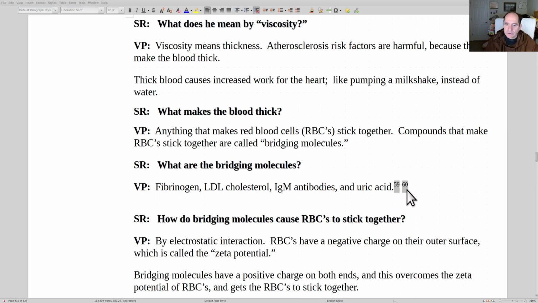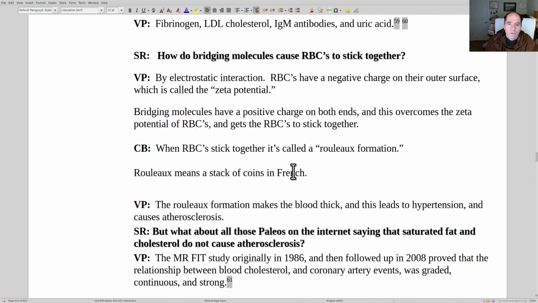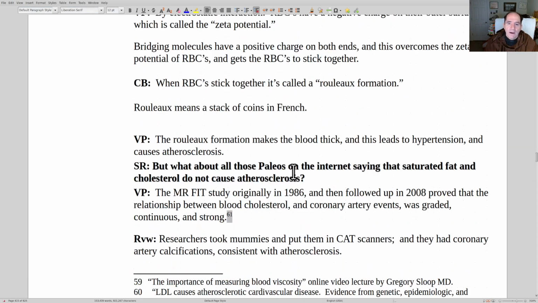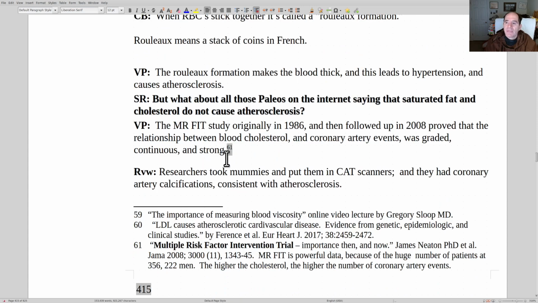Okay, and I got the references right below if you want to take a look at those papers. How do bridging molecules cause them to stick together? Well, they're positively charged and they're a big enough size that they can overcome the zeta potential and stick the red blood cells together. Okay, rouleau means stack of coins in French, rouleau formation. Rouleau makes blood thick and leads to hypertension and atherosclerosis.